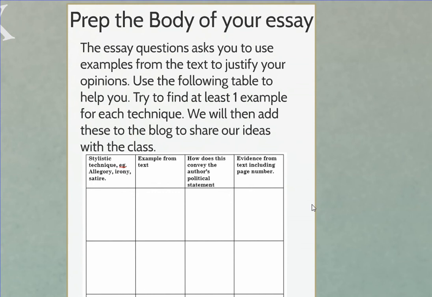Okay, now we're looking at the body of your essay once you've done your introduction. So we're preparing for the body of your essay. The essay question asks you to use examples from the text to justify your opinions. Use the following table to help you. Try to find at least one example for each technique. Then we'll add these to a blog to share our ideas with the class. So if we all come up with 1 or 2 examples, we'll put them on the blog, one for allegory, one for irony, one for satire. Then you look at those and you go, oh yeah, I really like this one. I'm going to choose one for each when it comes to prepping for our text response. Okay, so you can press pause and do that now.